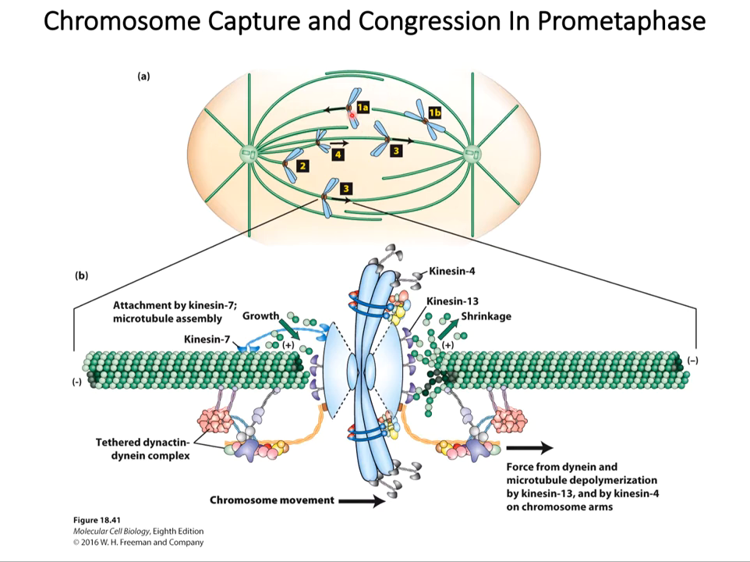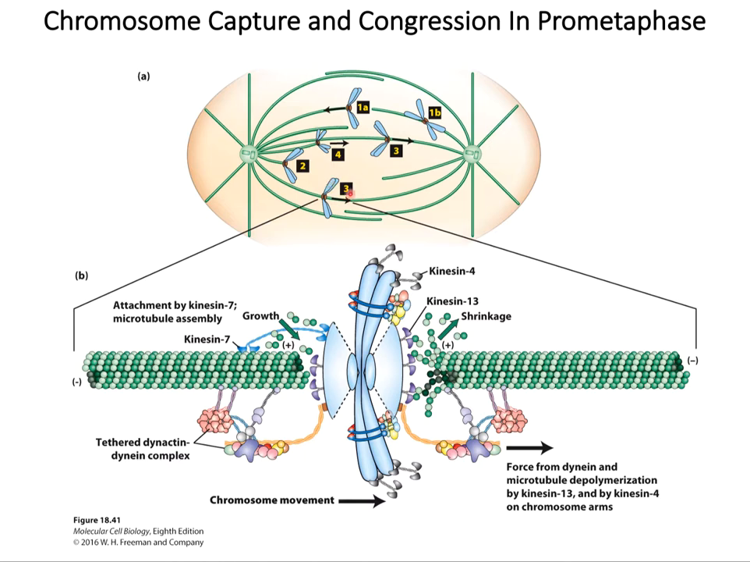So in step 1 of the capture, the kinetochore can attach to the end, as in 1A, known as the end capture, or to the side of the kinetochore microtubules, shown in 1B, known as side capture, that we saw in the last slide. In step 2, the chromosome is drawn towards the spindle pole by the dynein-dynactin motor complex that is associated with one of the kinetochores, walking towards the minus end of the kinetochore microtubule.